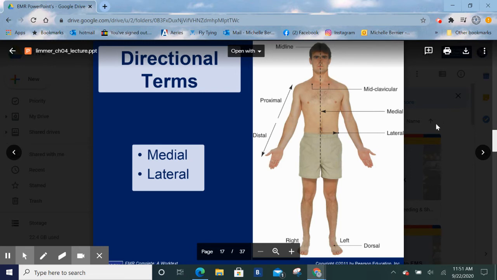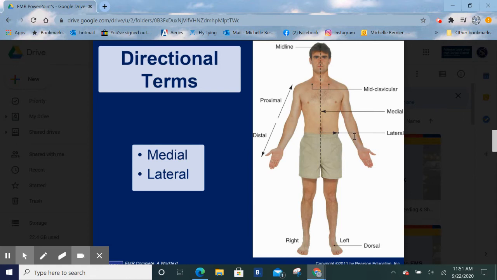Directional terms. As we start looking at these terms, we've got to understand direction of some things, right? We have medial and lateral. Now, medial is going to be toward the medial or midline of the body. So there's midline right there. And medial means it's coming to the middle.